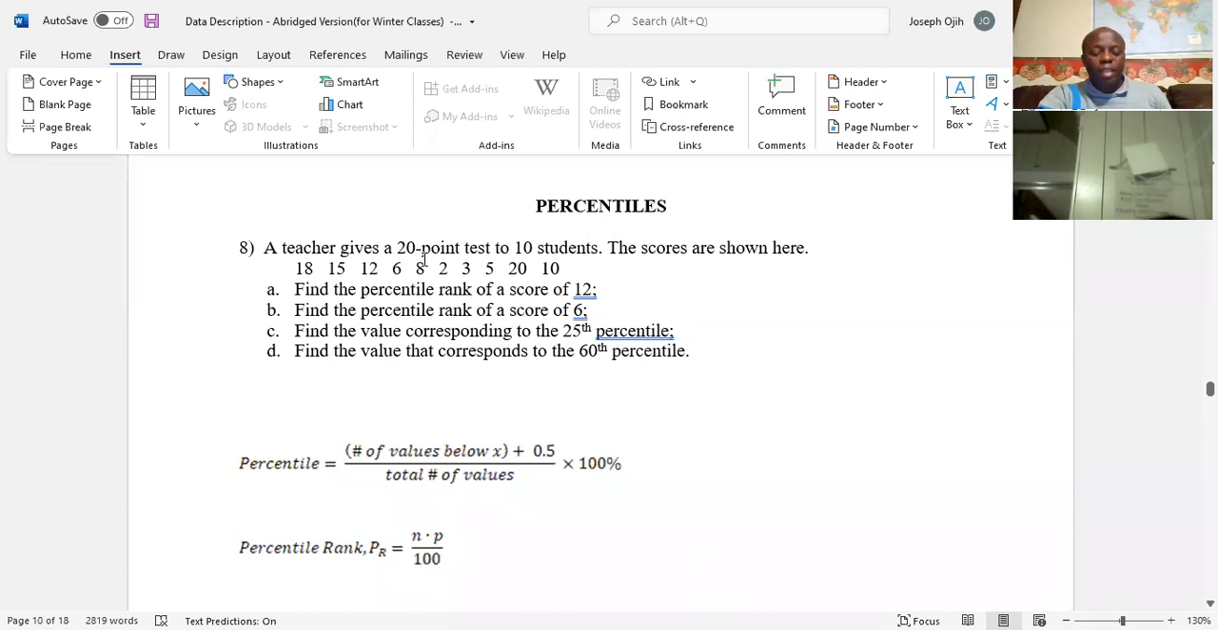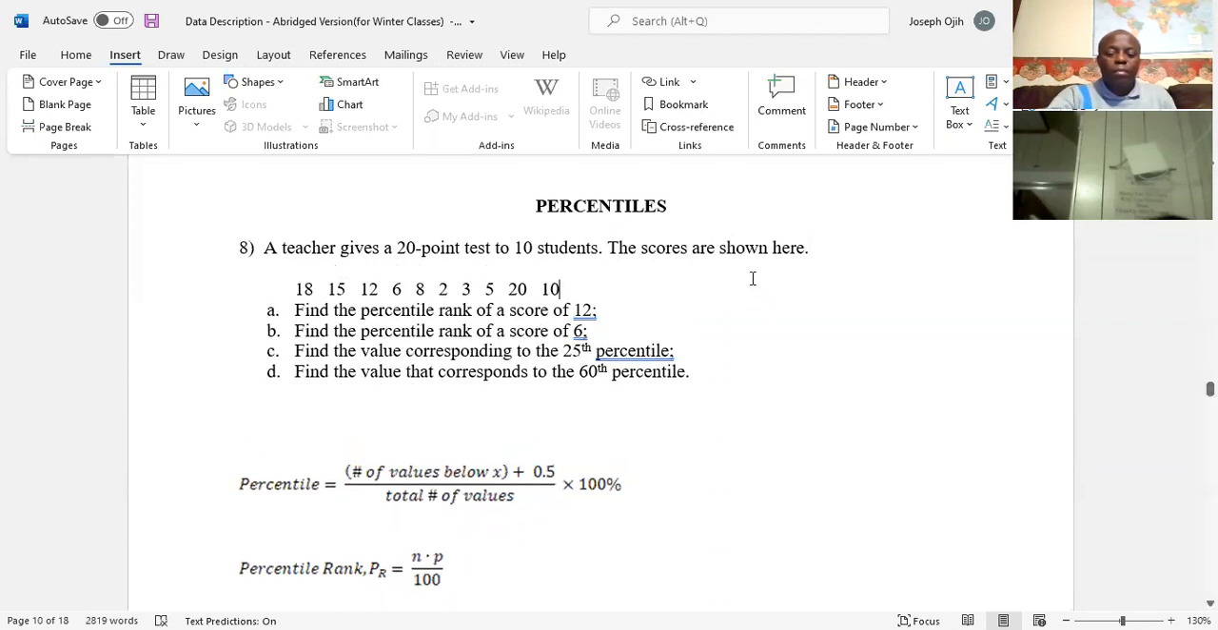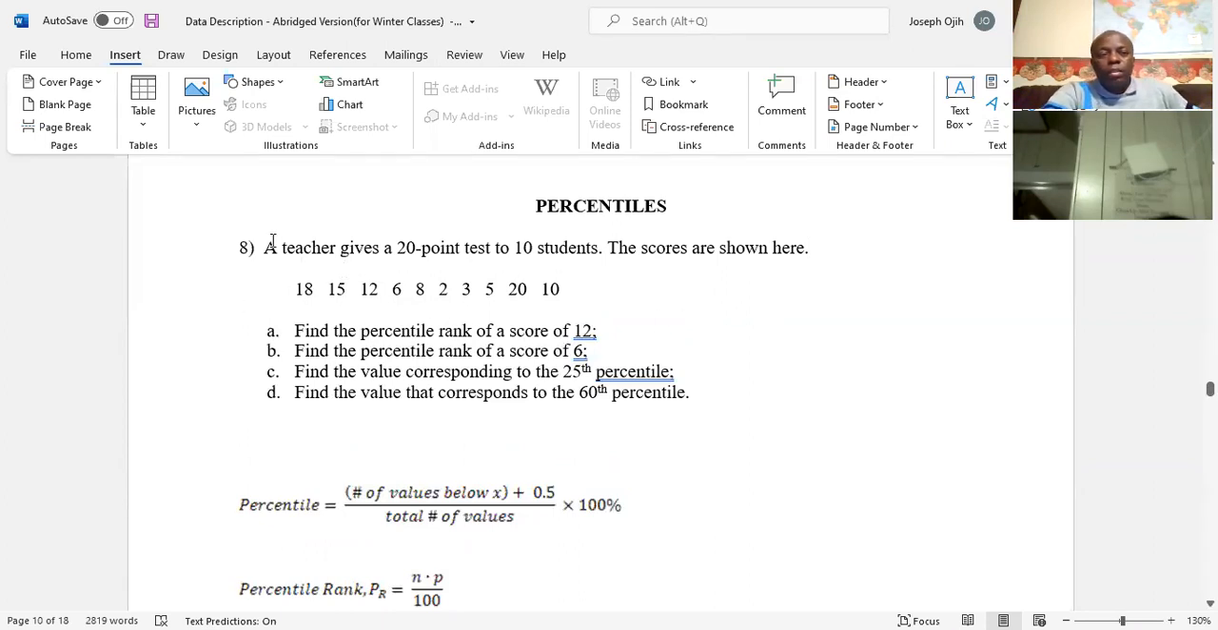The teacher gave a 20-point test to 10 students. The scores are listed here. You can see the scores for the students in this exam. It says: find the percentile rank of the score of 12. Find the percentile rank of the score of 6. Find the value that corresponds to the 25th percentile. And then find the value that corresponds to the 60th percentile. All right, let's start with the first one.